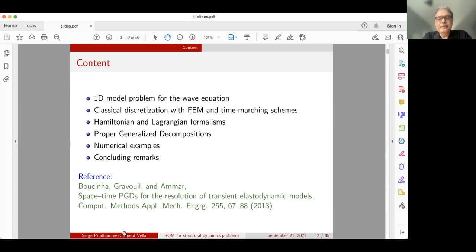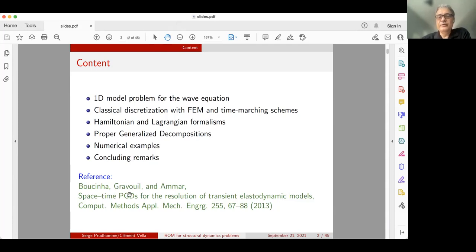This is a work, we got inspiration from this reference that I'm showing below. Let me see, actually. Do you see my little hand? Yes, we see. Okay, so I'm just going to use this. That's going to be simpler.